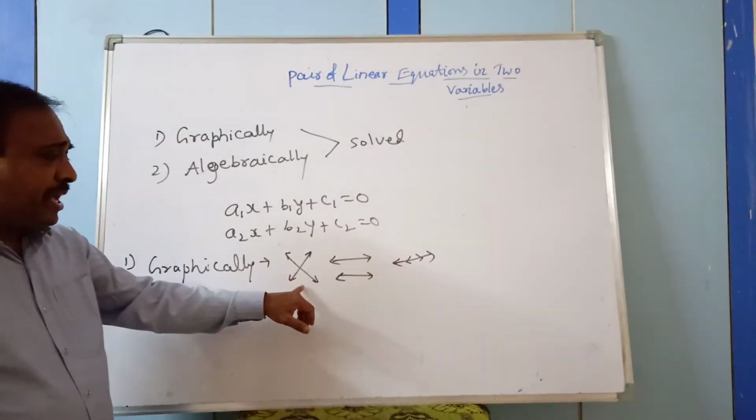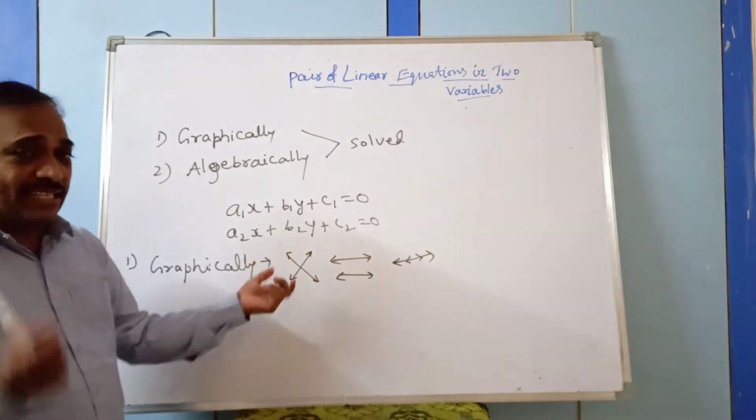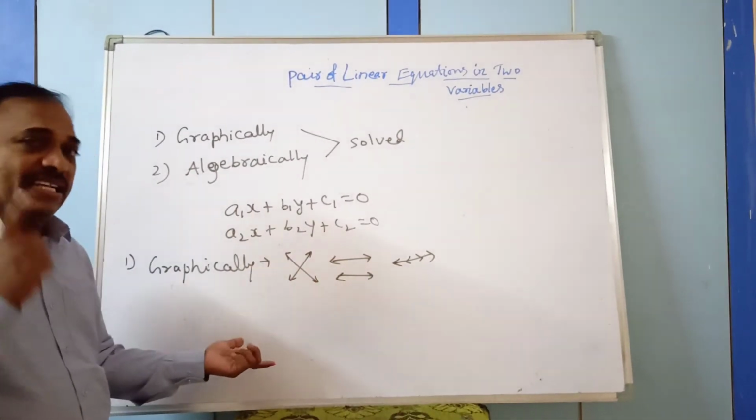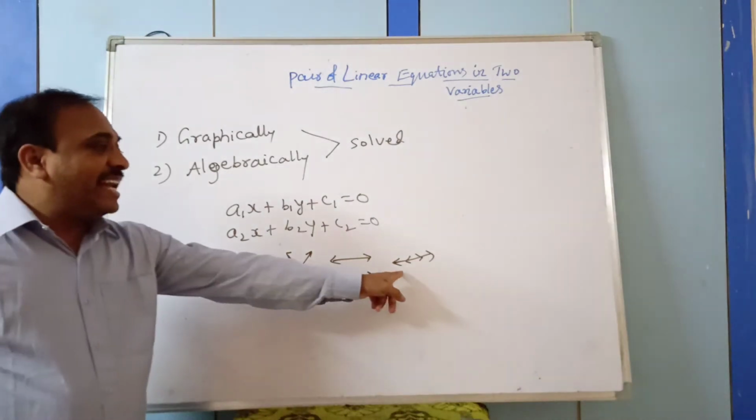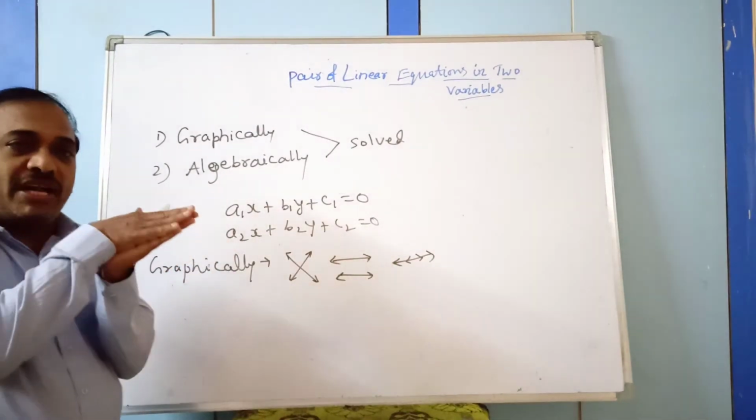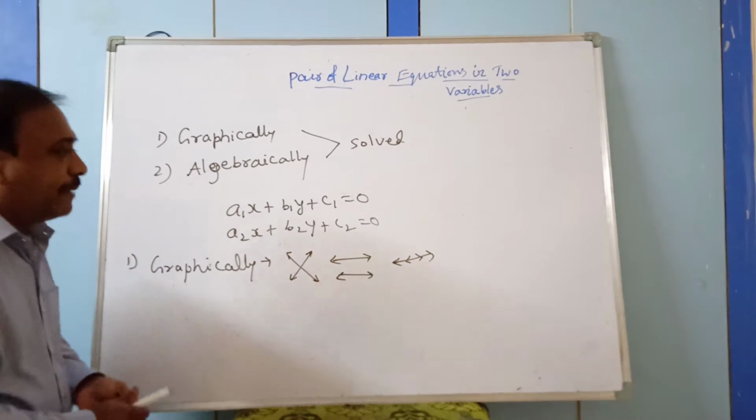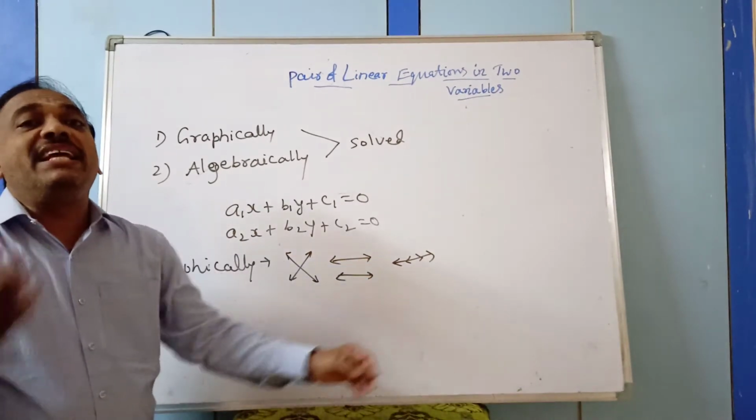Here you see, when they are meeting at a point, that is the solution for x and y for both the lines, one solution. Here they are not meeting, no solution. Here they are coincident lines, one overlapping one upon the other. So it will have many solutions.